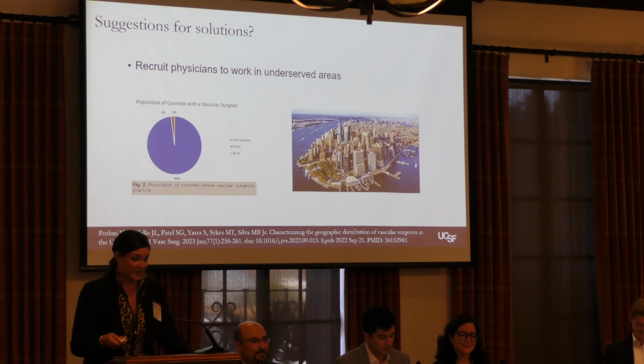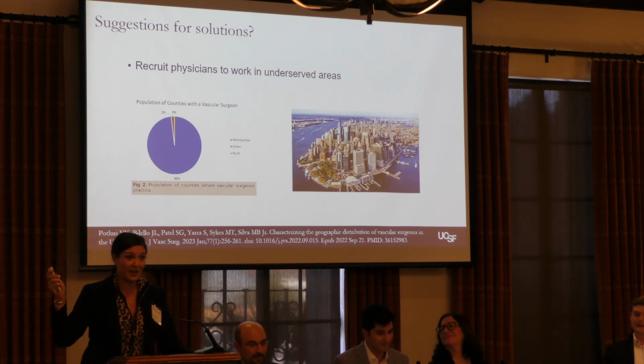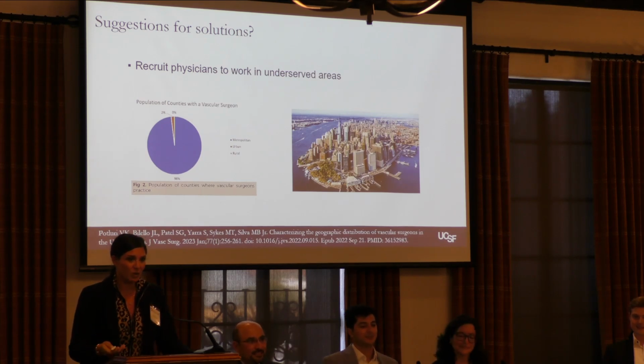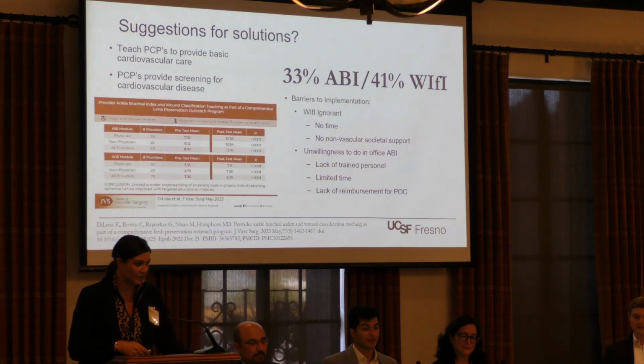So you want to recruit physicians to work in underserved areas. If anybody wants to come work with me in Fresno, raise your hand. I'm happy to take you. We're hiring. It's really a big challenge. Everybody wants to work in a big city, in a metropolitan area. Nobody wants to go work in a rural area where there's nothing to do and there's nothing to see. And so you can see here in this graph that over 90% of vascular surgeons are operating in metropolitan areas. That leaves a huge devoid, underserved area in the United States.